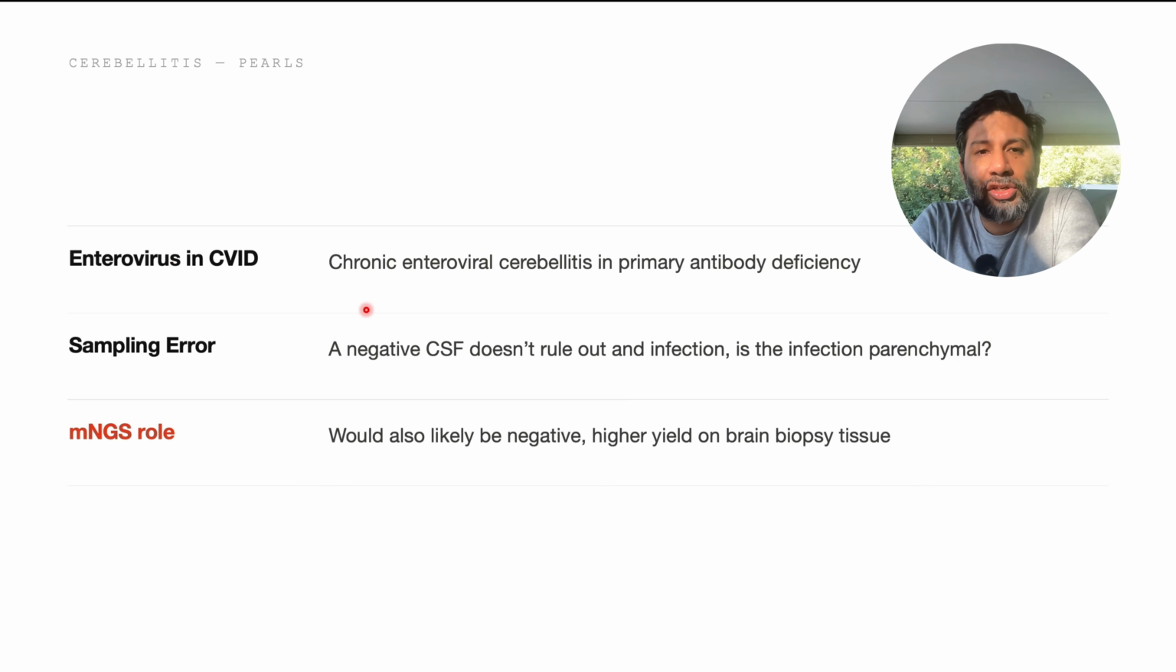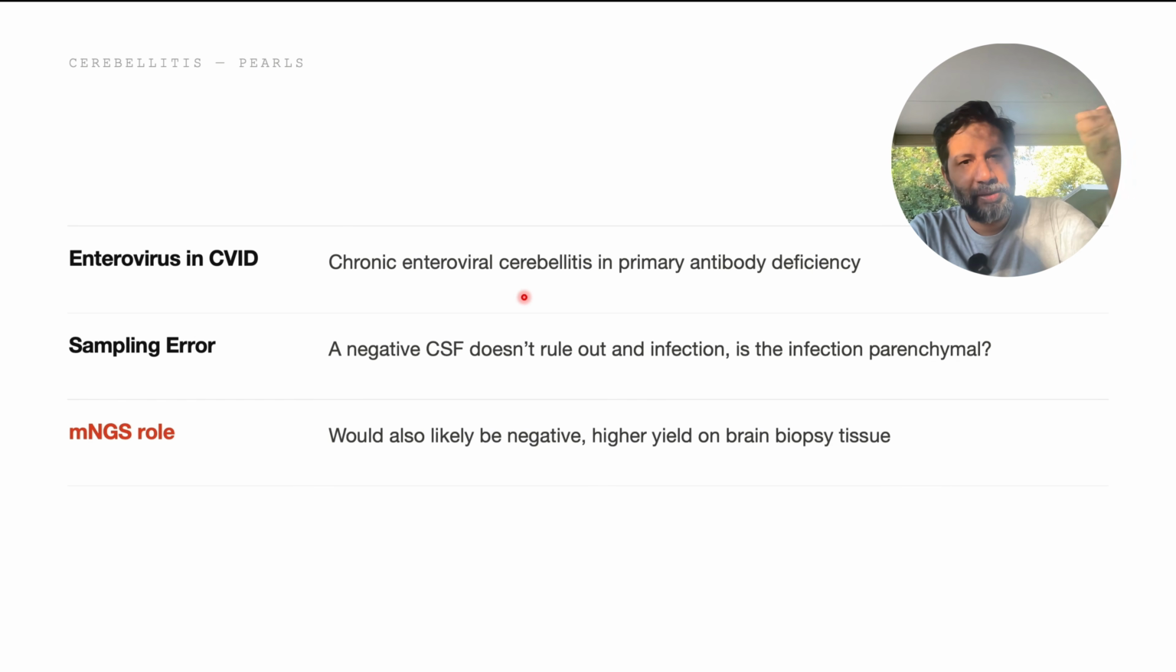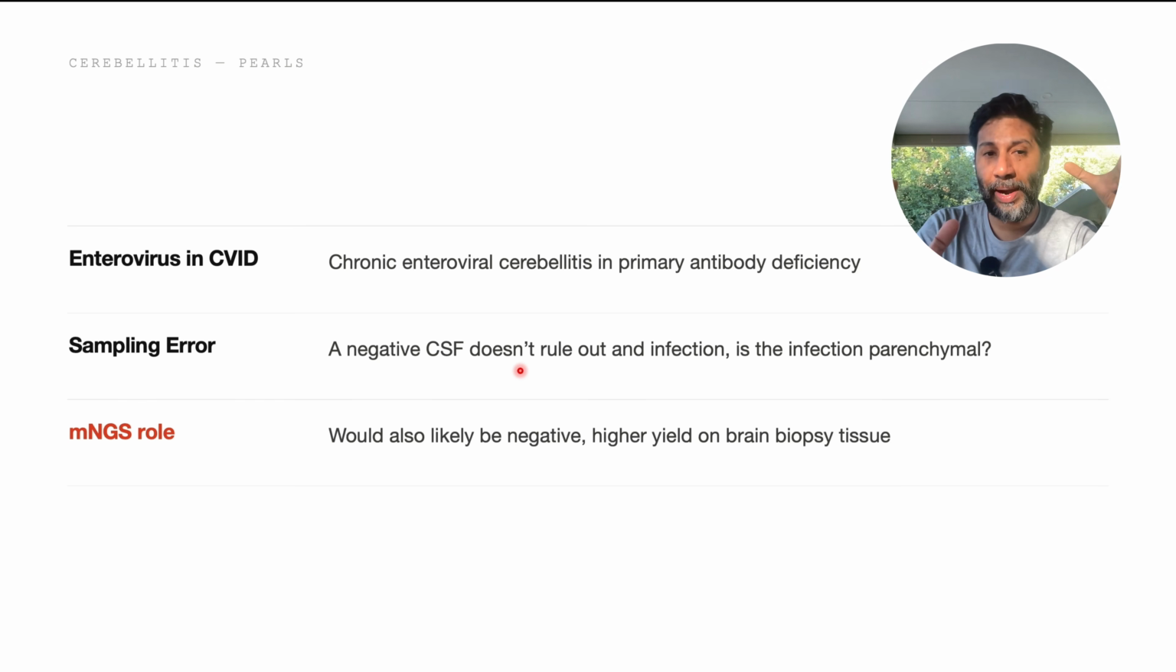So take away: enterovirus and CVID. Always think about enterovirus when you've got a primary antibody or even a secondary antibody deficiency. Just because the CSF is negative doesn't mean it's not infectious. Always think of the parenchyma. And the same with mNGS. If you brain biopsy them, then you'll see it. If you test the CSF, then you may not see it. That's it. That's the take-home message, okay?